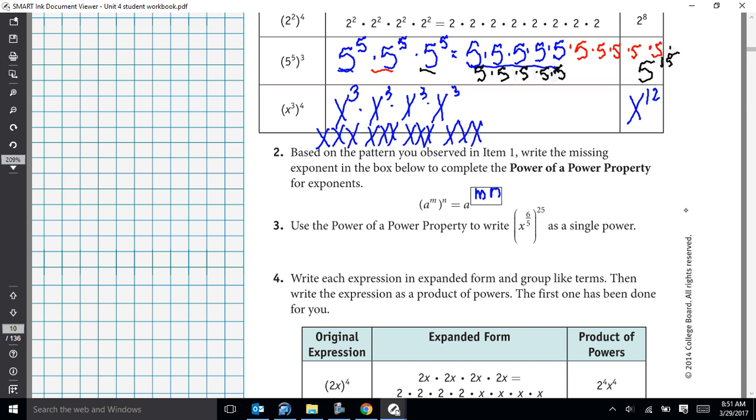All right, number 3 says use the power of a power property to write x to the 6th to the 25th as a single power. So this is saying that we have x to the 6th power how many times? 25 times, right? So what are we going to do with our 2 exponents? Multiply them. So what's 6 times 25? What is it? 150. So we can write this as x to the 150 power.